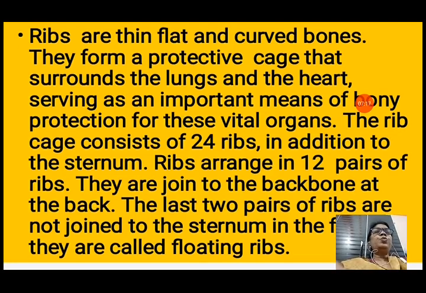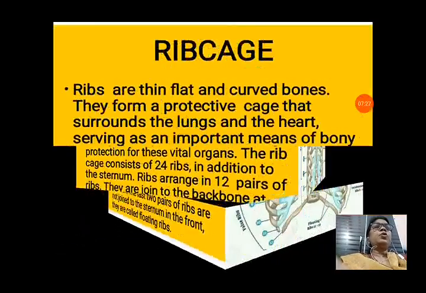But the last two pairs of ribs are not joined to the sternum in the front. They are only joined at the back to the backbone. So, they are also known as floating ribs. The last two pairs of ribs are floating ribs.